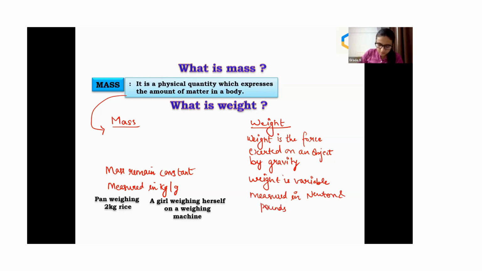So at the end of this class, I will provide you with the answers. If someone has done the numericals, he or she can check their answers. How does mass remain constant? It depends upon the matter. Okay, Abhay. It's not that for every matter it remains constant, regardless of the location. It is constant.